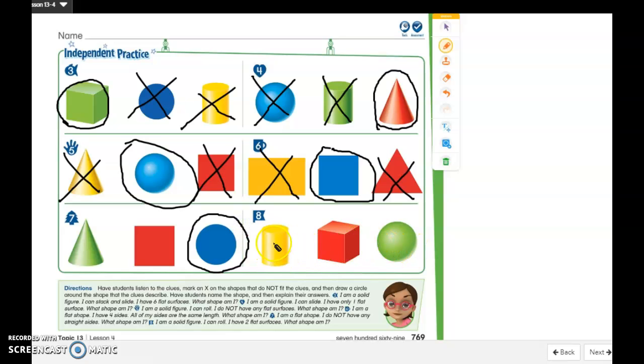Okay, now look at the 3 I have coming up for the last one, number 8. I am solid. I can roll, and I have 2 flat surfaces. What shape am I? Did you say cylinder? Did you say that one? I get it. Either one of those makes sense. Sphere has no flat surfaces, and the cube has 6 flat surfaces, and the cube can't roll. So there you go.